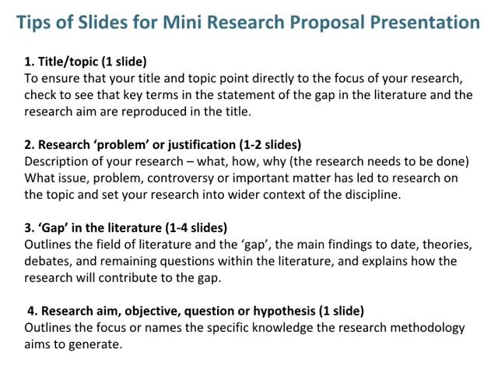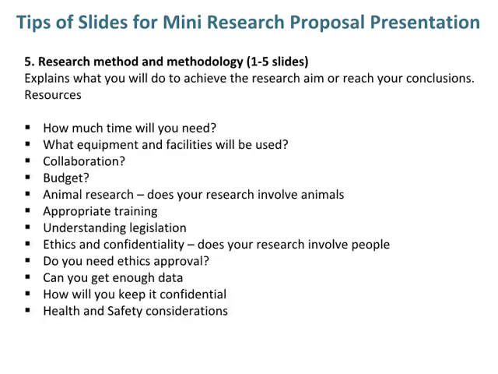Outlines the field of literature and the gap, the main findings to date, theories, debates, and remaining questions within the literature, and explains how the research will contribute to the gap. Number 4 is research aim, objective, question or hypothesis, 1 slide. Outlines the focus or names the specific knowledge the research methodology aims to generate. Number 5 is research method and methodology, 1 to 5 slides.